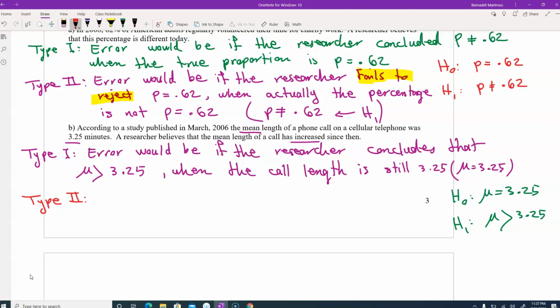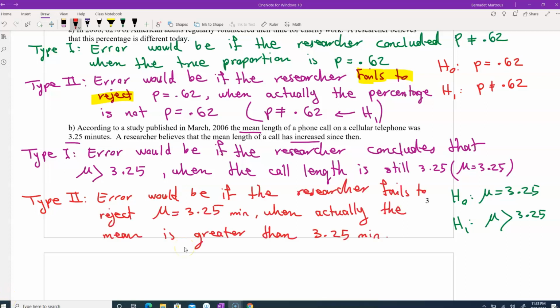And type 2 error is not rejecting this null when alternative is true. So error would be if the researcher fails to reject null, then actually mean is greater than 3.25, so when actually this alternative is true. Okay, so here's what we have in words. Error would be if the researcher fails to reject null when actually the mean is greater than 3.25, or in other words, this alternative is true.